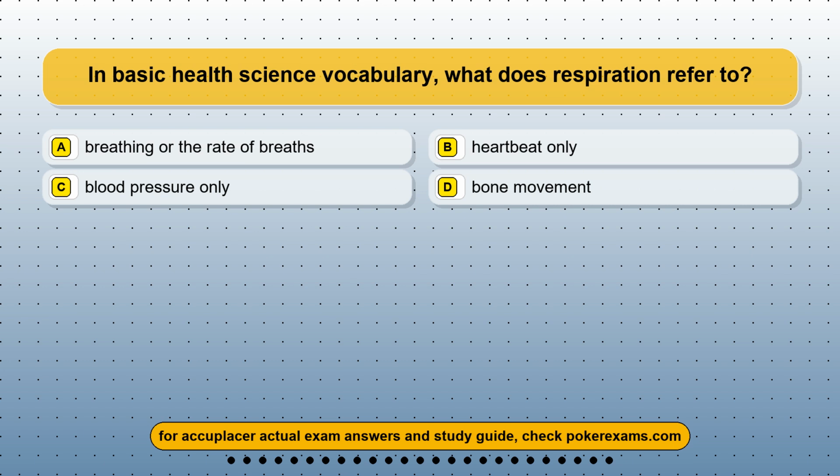Question 13. In basic health science vocabulary, what does respiration refer to? Option A, breathing or the rate of breaths. Option B, heartbeat only. Option C, blood pressure only. Option D, bone movement.